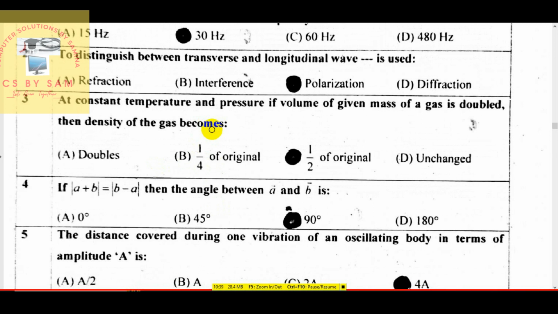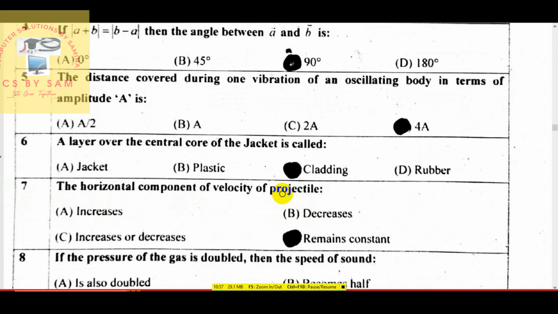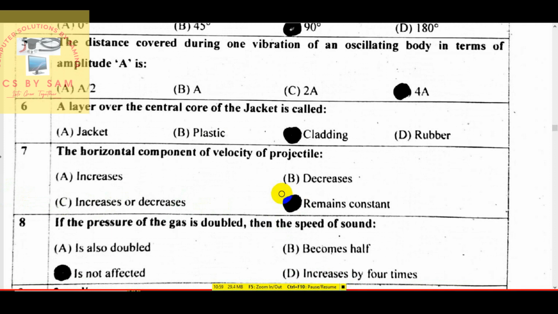Number 3, at constant temperature and pressure, if volume of the given mass of gas is doubled, then density of the gas becomes 1 by 2 of the original. If |A plus B| is equal to |B minus A|, then the angle between A and B is 90. The distance covered during the vibration of an oscillating body in terms of amplitude A is 4A.